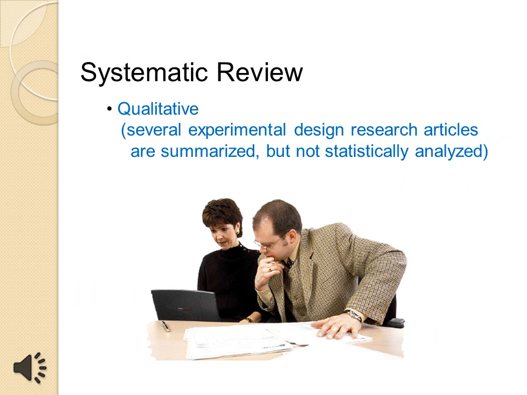There are 2 types of systematic review. A qualitative systematic review is one where several experimental design research articles are summarized, but not statistically analyzed. This is the case with the article we've been using on cognitive leisure activities and dementia. 13 studies were included in the review, but there was no statistical analysis of the results of these studies.